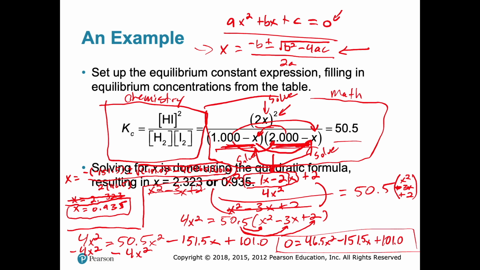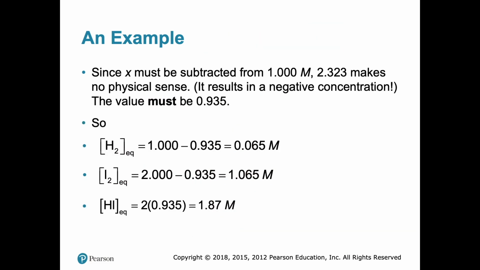So, good stuff. Just like Narayan just said, let's plug it all in. Since x must be subtracted from 1 molar, 2.323 makes no physical sense. You get a negative concentration. Absolutely crazy. Okay, so the value must be 0.935.